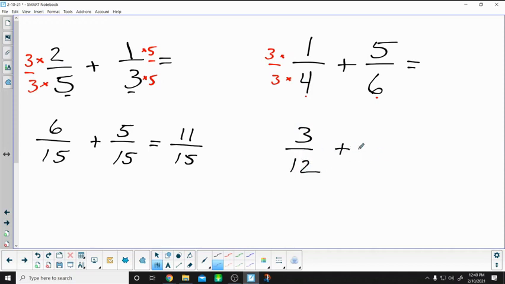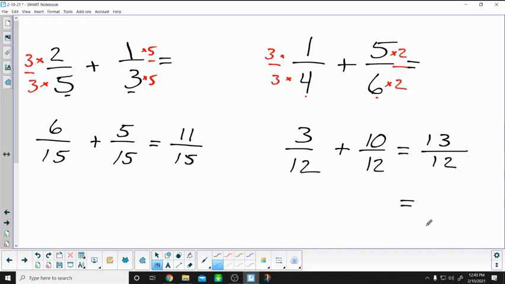All right? So over here, I said I needed that to be a 12, so I'm going to multiply the 6 by 2 and that 5 by 2. And again, I'm just changing the looks of this. I'm really multiplying by 2 over 2, which is 1. Not breaking any rules here. 5 times 2 is 10, and 6 times 2 is 12. So now I am ready to add these two fractions together. 3 plus 10 is 13. And then we have over 12.